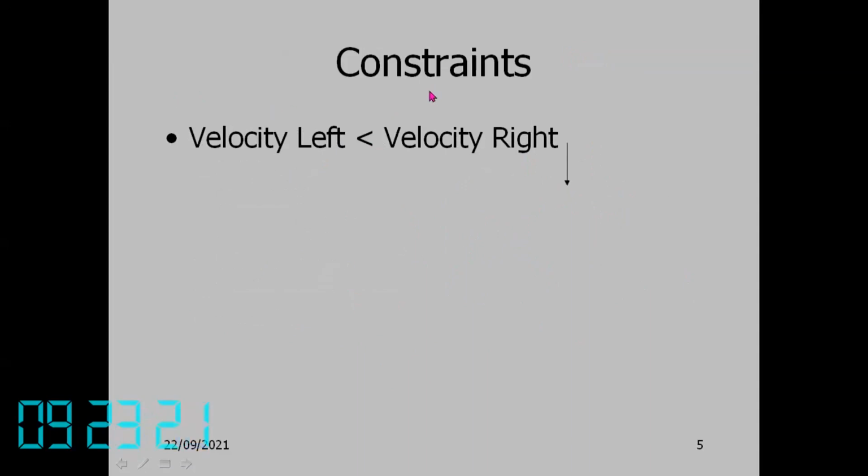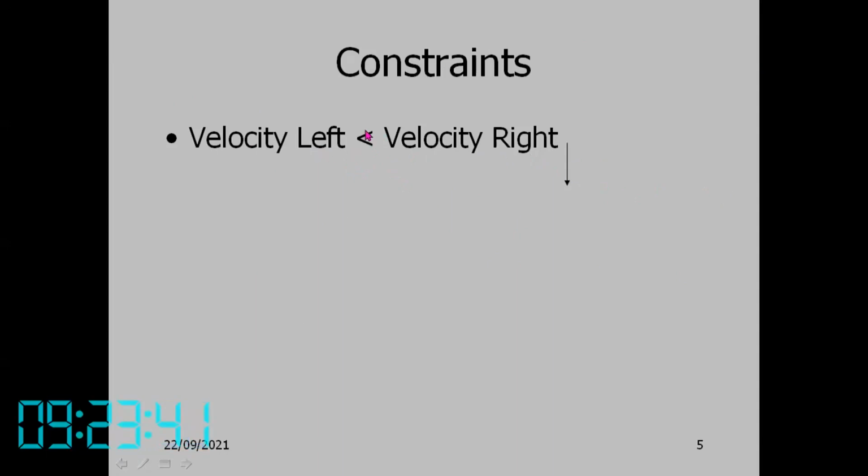So the constraints. The velocity of the left ball should be greater than the velocity of the right, because if both are moving with the same velocity towards the right, then the left ball will never hit the right ball. Only if the left ball has a higher velocity than the right ball will the hitting happen.